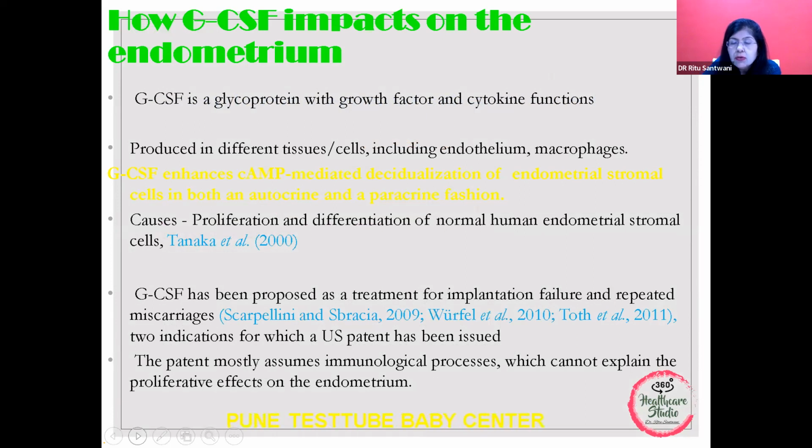So, as we all know, this Gcsf is a glycoprotein with growth factor and cytokine functions. Studies have shown the proliferation and differentiation of the normal human endometrial stroma. It has been proposed for the treatment of implantation failure and repeated miscarriages. It mostly assumes an immunological process.